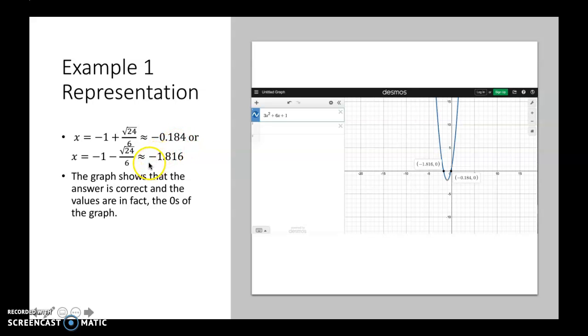And then finding these two values, which are about -0.184 and -1.816, we can look at the graph plugged into a graphing generator and see that these values are actually the zero values, so it is correct.